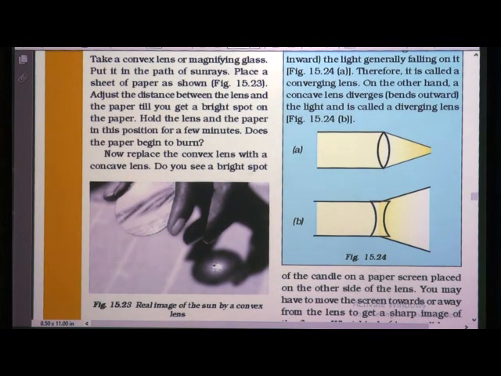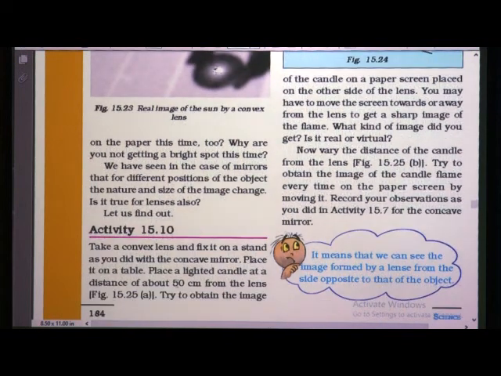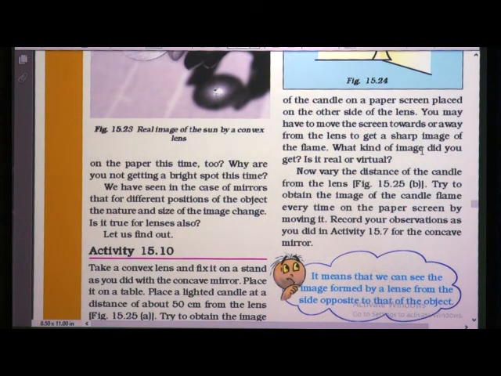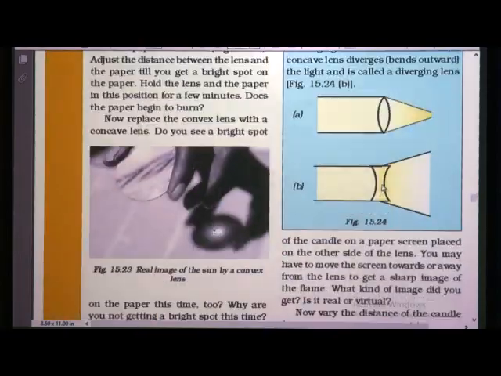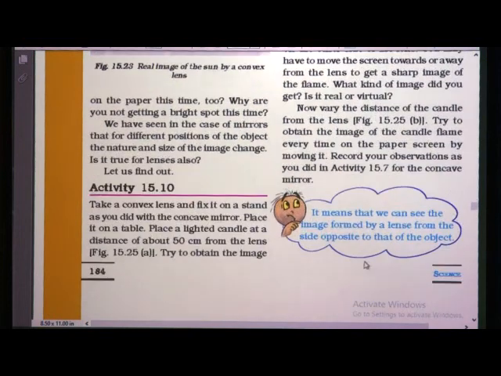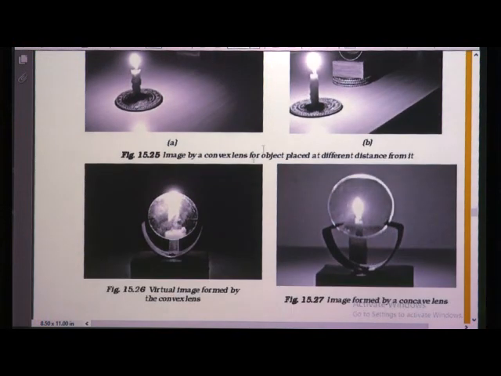Here that activity is given. In the 15.23 image, you can see the activity whatever I told you right now. Now 15.10, take a convex lens and fix it on the stand. By this convex lens, which type of images you get is given here in this activity. Now the next point, see in this picture 15.25, you will see which type of images we will get.